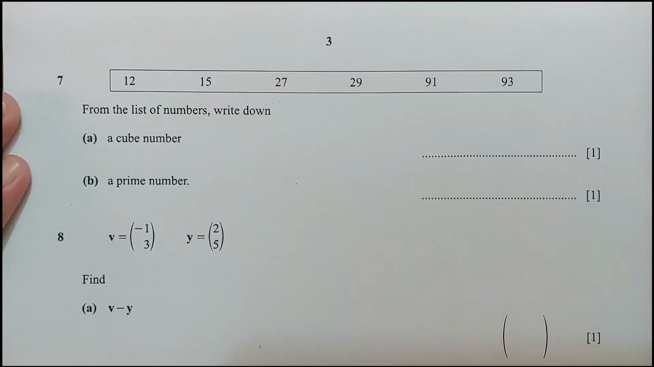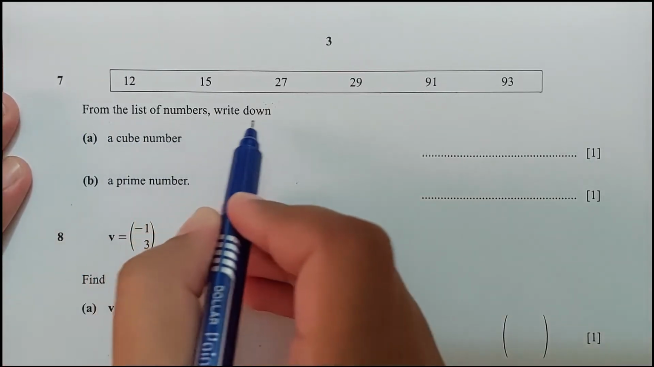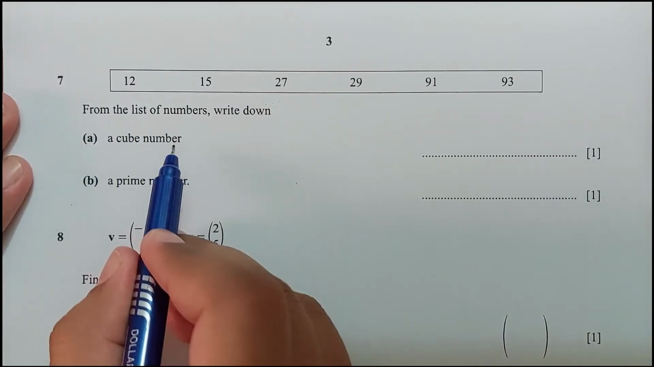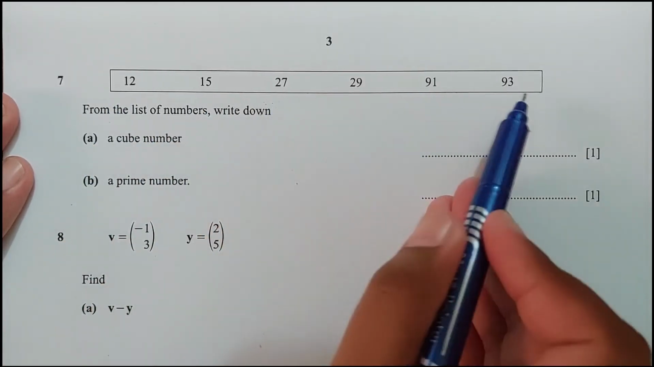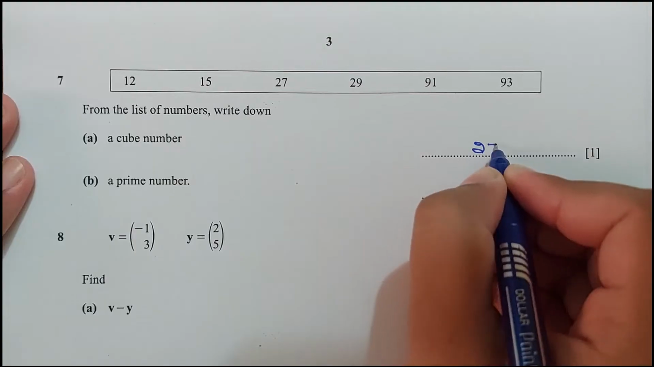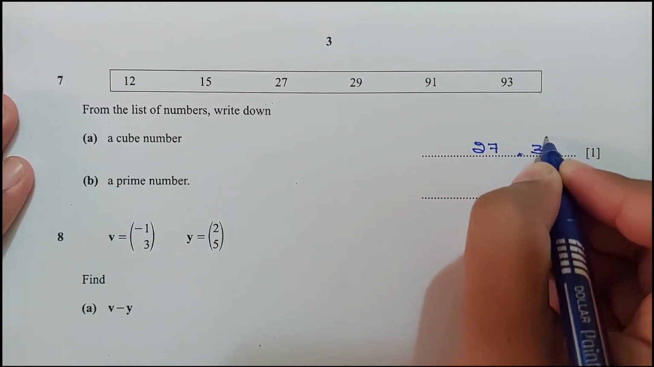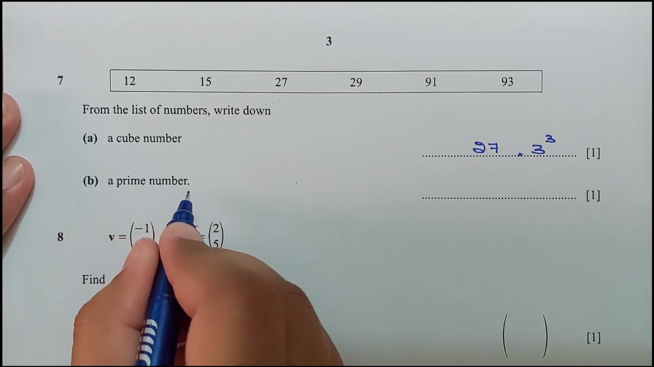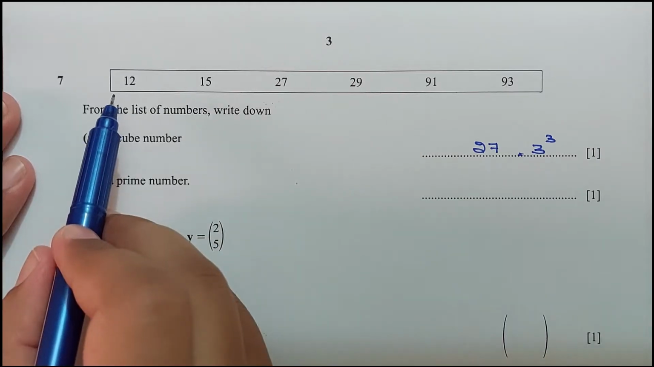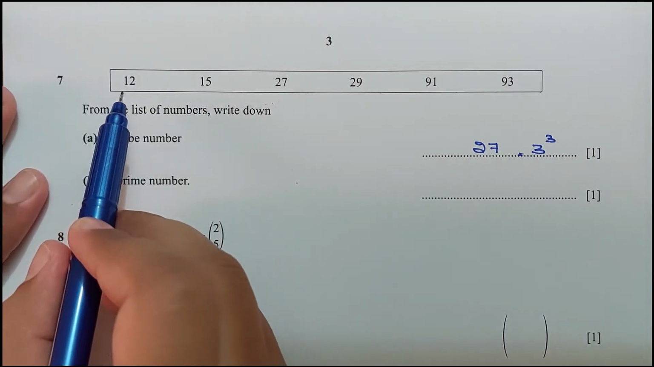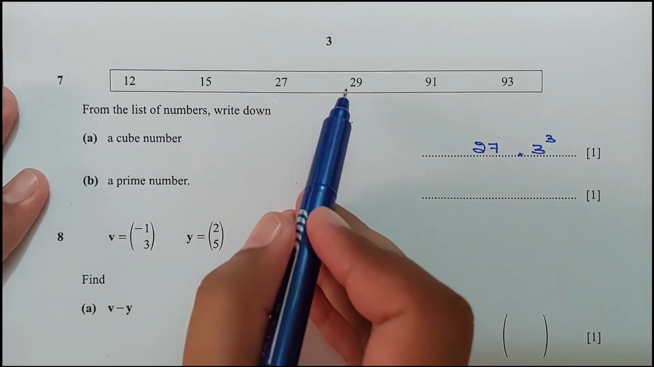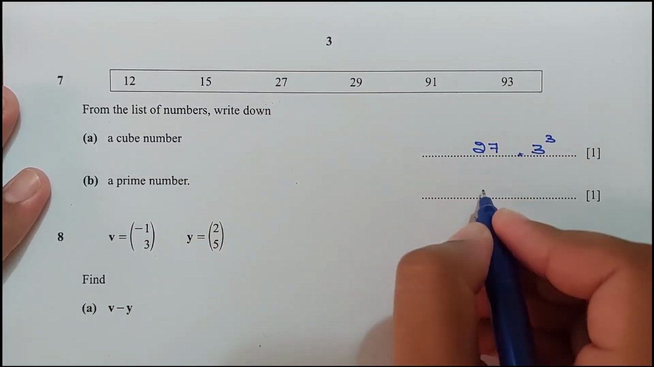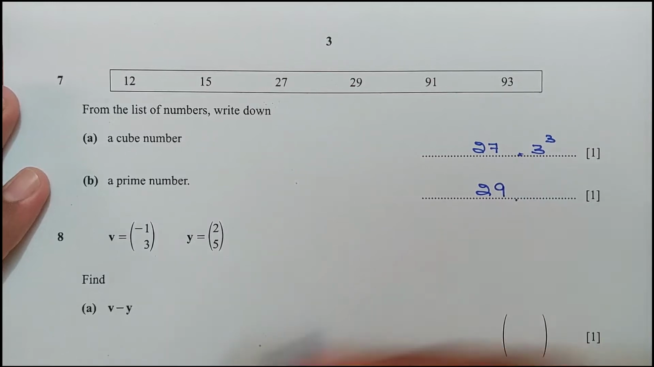Right. Question number 7, from the list of numbers, write down part A, a cube number. 27 is a cube number, which is the cube of 3. 3 cubed is 27. And part B, a prime number. A prime number is a number that has only 2 factors, 1 and itself. 12 is not prime, 15, 27 are not, 29 is a prime number. 91 and 93 are not prime numbers. So 29 is the prime number.